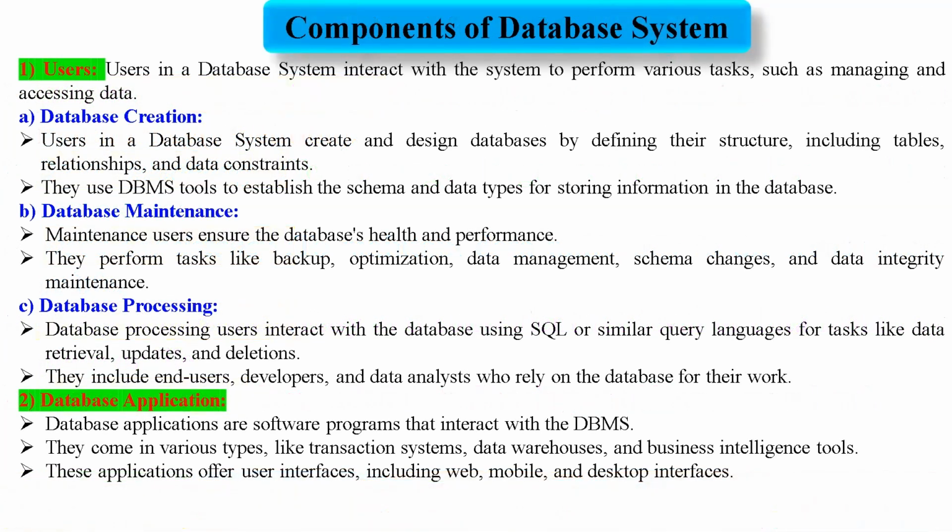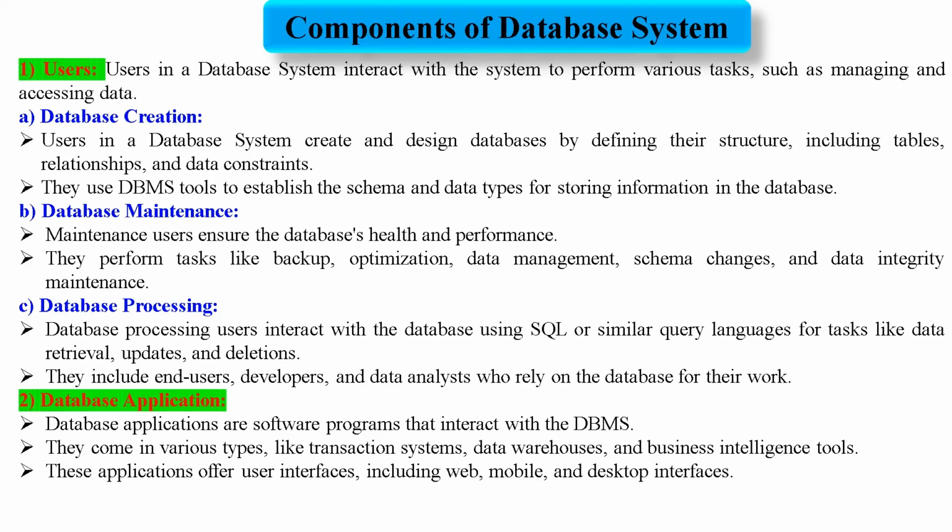Let's see the components of a database system. Point 1: Users. Users in a database system interact with the system to perform various tasks, such as managing and accessing data. Users can be categorized based on their roles, including those involved in database creation, maintenance, and processing, like DB administrator, system or application developers, and end users.